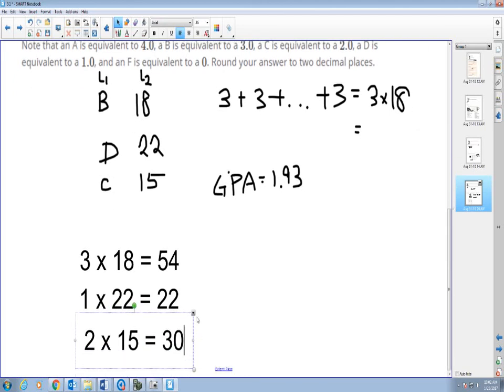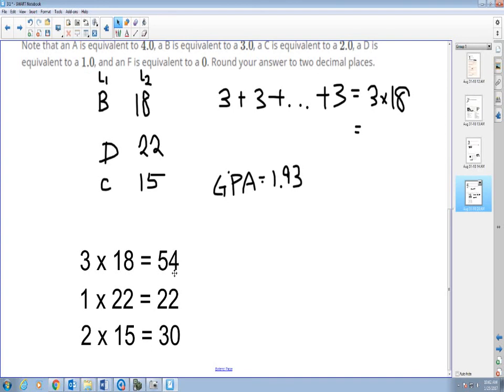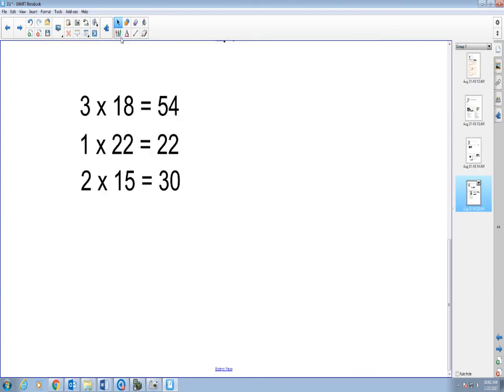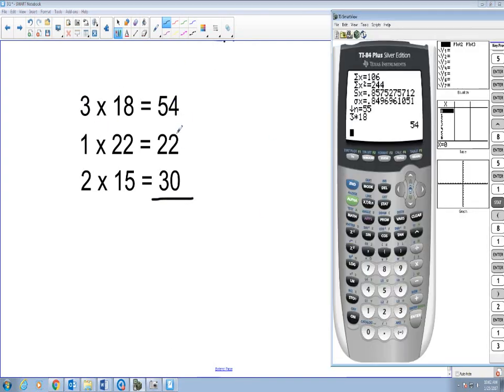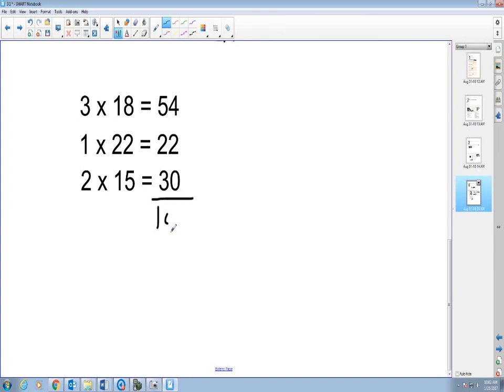So now, to find the mean, we're supposed to add them all up and divide by how many we added. When we add up the B's, we end up with 54. When we add up the D's, we get 22. When we add up the C's, we get 30. So now we have to add them again. That will be 54 plus 22 plus 30. So that means I earned 106 points.